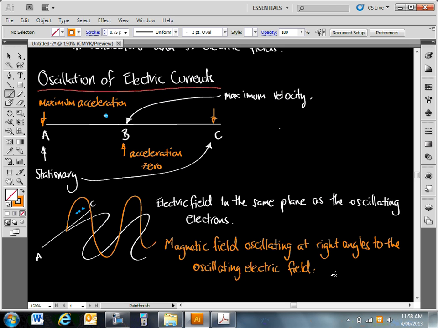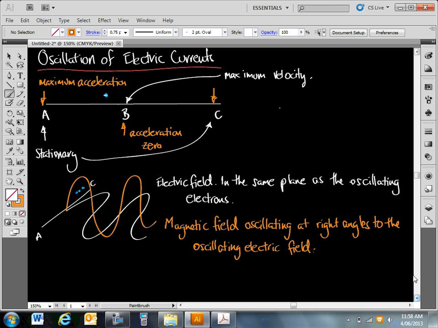If I have an oscillating electric field and an oscillating magnetic field, and they're oscillating because of each other, they're self-propagating. If I have a changing electric field, then I have a changing magnetic field. We have what is called light or EM radiation.